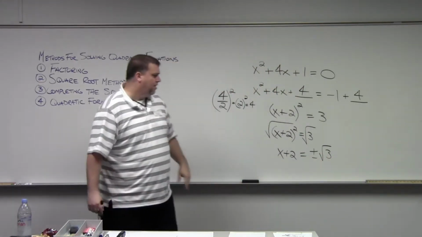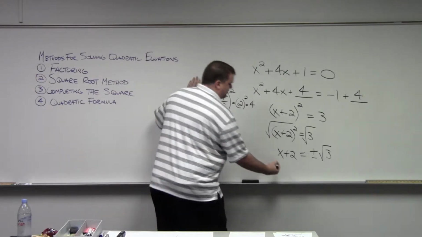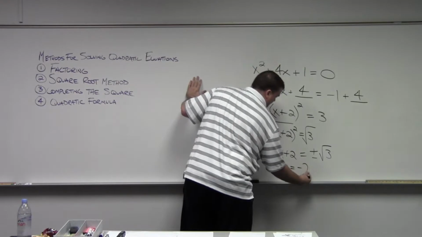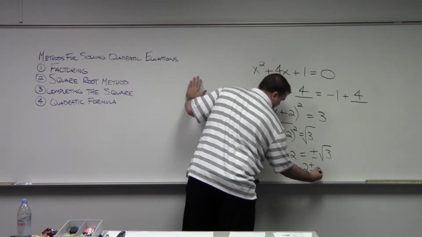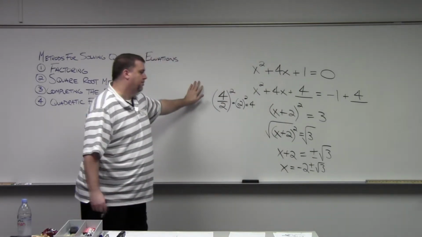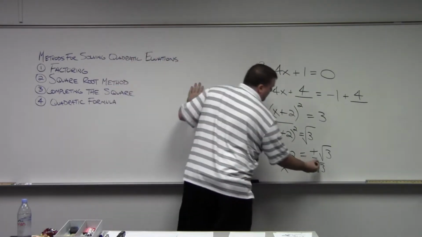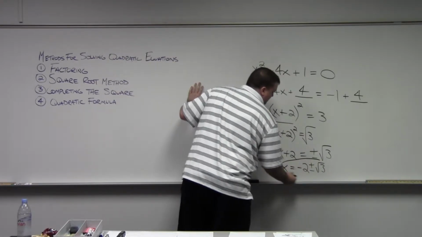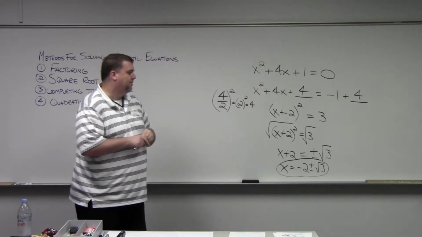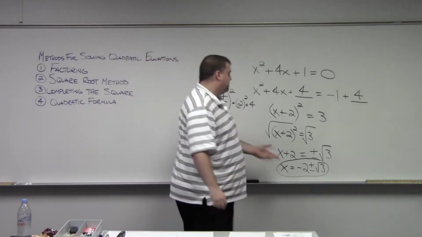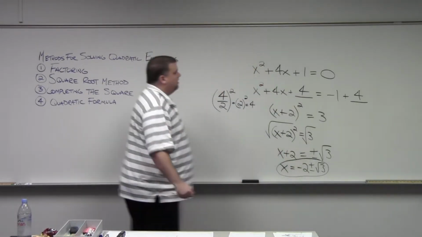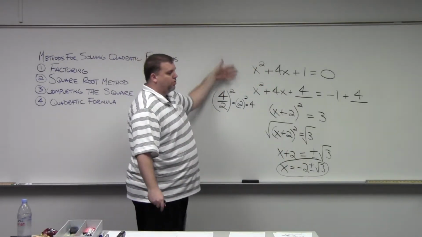The only thing I could do now to get x by itself is to subtract 2, and just put that number in front. Negative 2 plus or minus the square root of 3. We can't combine them. One's a radical, one's a whole number, so we just have to leave it like that. We do get two answers, negative 2 plus the square root of 3, and negative 2 minus the square root of 3.